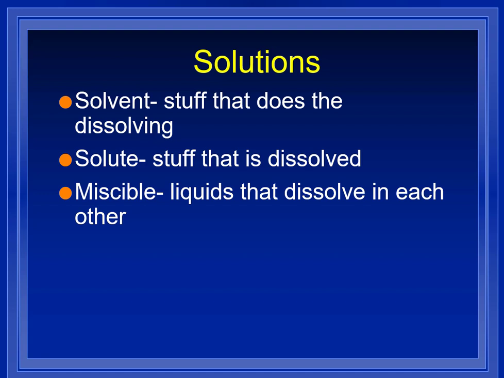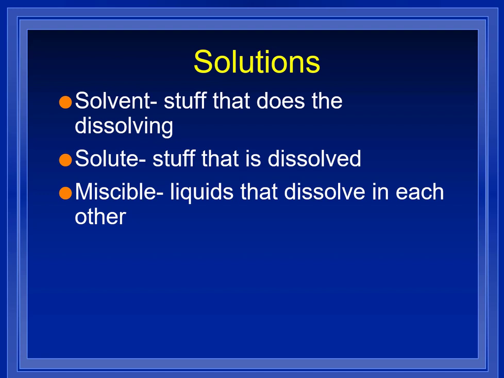I think every time I see this word, I think they got the C and the S backwards, because it should be mixable. Miscible. So they dissolve each other. So there's not really a solvent and a solute. They just mix together perfectly.